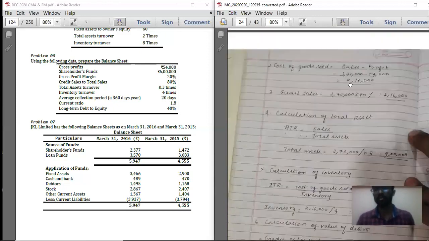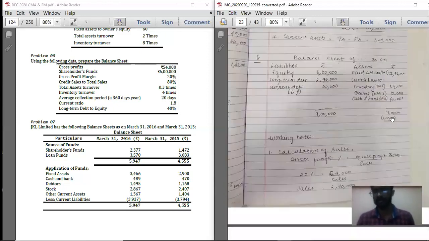So now come to the balance sheet. In the total assets column, leave 6 lines gap and total it 9 lakh rupees. How did we find that? By calculating the asset turnover ratio. If total assets is 9 lakh, liabilities is also 9 lakh. So on the liability side also close the liabilities balance and write 9 lakhs.